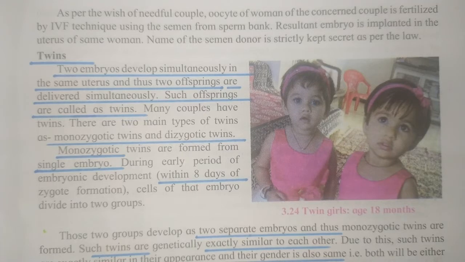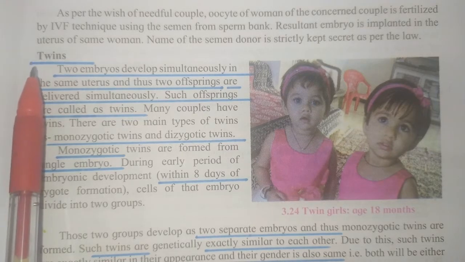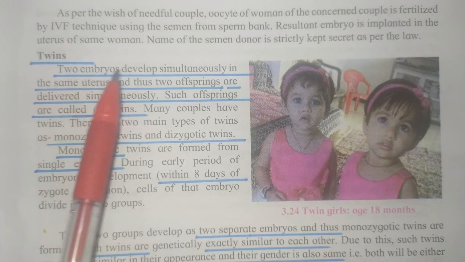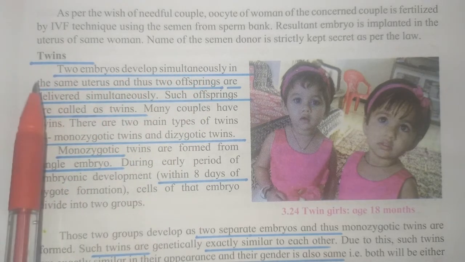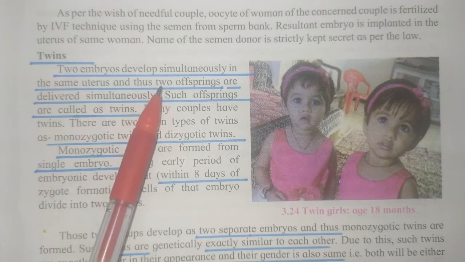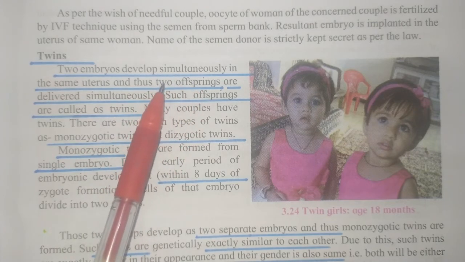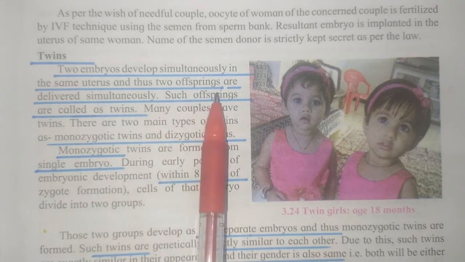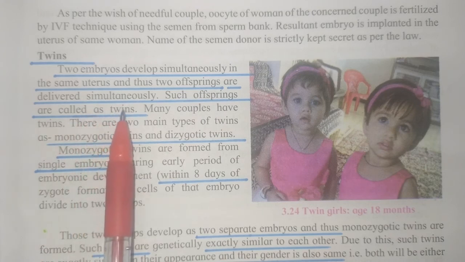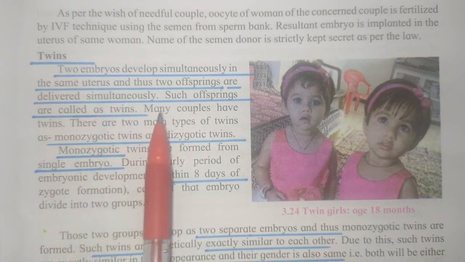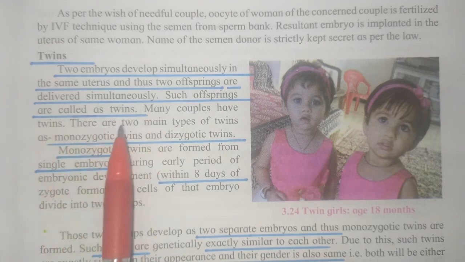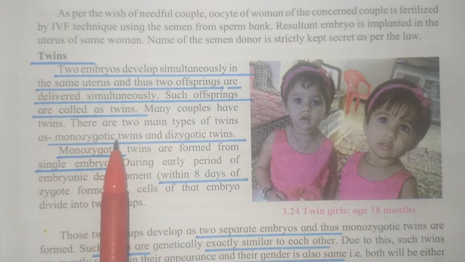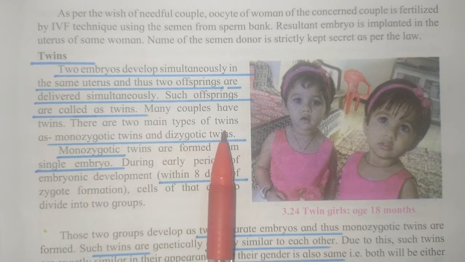Now we shall move towards another article, that is twins. मराठीमध्ये ज्याला आपण जुळे असं म्हणतो. Two embryos develop simultaneously in the same uterus and thus two offsprings, म्हणजे नवीन जन्माला येणारी ती दोन बाळ, are delivered simultaneously. Such offsprings, तर अशी जी बाळ आहेत, are called twins, किंवा मराठीमध्ये ज्याला आपण जुळे म्हणतो. Many couples have twins. There are two main types of twins and they are monozygotic twins and dizygotic twins.